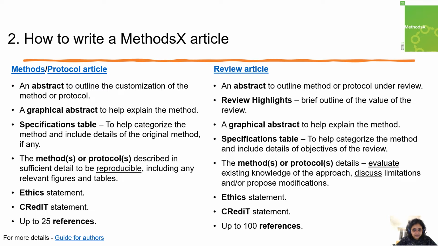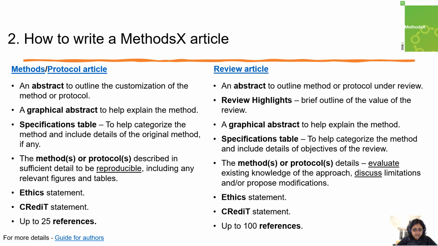Then we have the specifications table where you can include details that will help classify the manuscript, such as the name of the actual method, if any. The next section is the method or protocol details. This is the main section of the methods article, and this section has no word limit. You are free to include as many details, figures, or tables as would help replicate the method. And what is essential is that no results or discussions are allowed in this section.